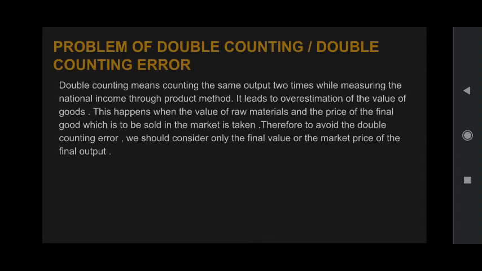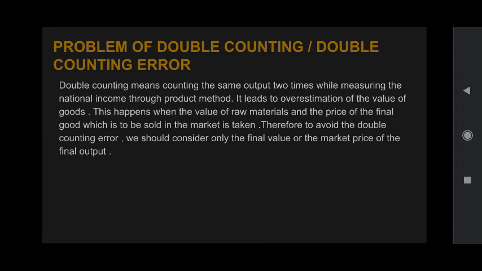Moving on. Now, this is an important aspect which you need to know: what is double counting error, what is the problem of double counting. See, double counting means counting the same output two times while measuring the national income through product method. Just like I told you for the second hand goods, the sales and purchase of second hand goods will not be included in the current estimation of national income, because whenever they were produced for the first time, their value has already been added in that year's national income, so they will not be included again, right? So they'll be showing an overestimation or a false figure.